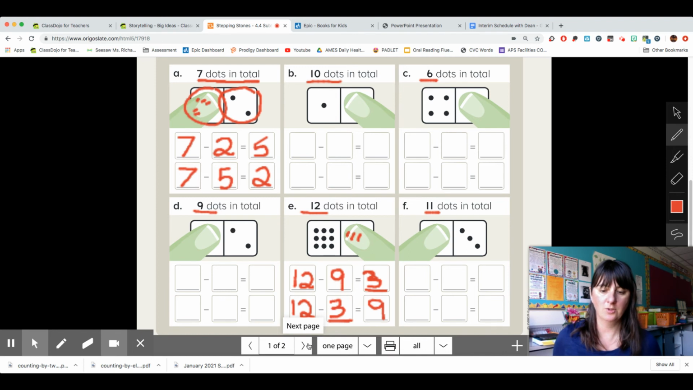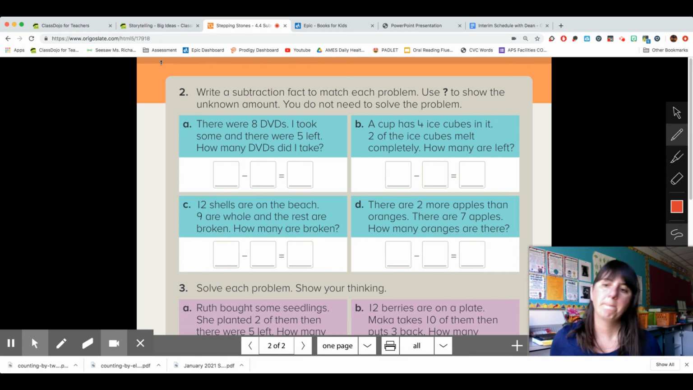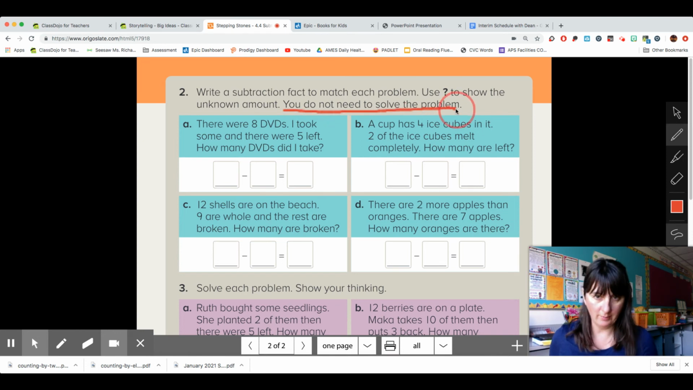And on the next page, we have some story problems. Write a subtraction fact to match each problem. Use a question mark to show the unknown amount. This says you do not need to solve the problem. I want you guys to solve it. Okay, challenge yourself. Letter A, there were 8 DVDs. I took some and there were 5 left. How many DVDs did I take? So we know that 8 is our total. I took some, we don't know how many, and there were 5 left. Okay, I want you guys to figure that out.